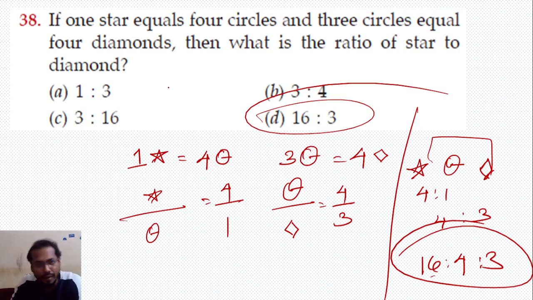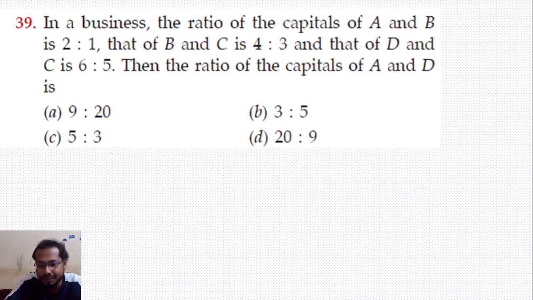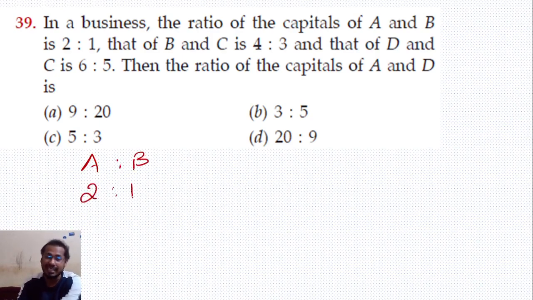Next one. In a business, the ratio of the capital of A and B is 2 is to 1, that of B and C is 4 is to 3, and that of D and C is 6 is to 5. Then the ratio of A is to D. So who are all here? A, B first, 2 is to 1. Please write it separately whenever you start the question. It helps you to get a clear cut answer.